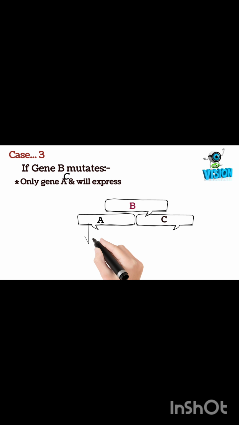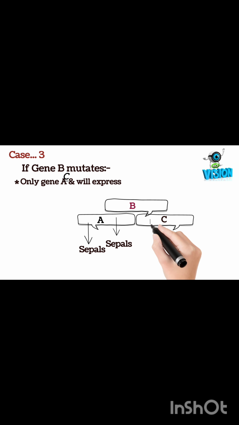Now A will individually form what we call sepals. Again A will form here individually. Again same, this is called a sepal. This is the second one. C will get expressed, it will form what we call a carpel. Again same C, it will form carpel. So the new mutated flower might have an arrangement like sepal, sepal, carpel, carpel from outside to inside.